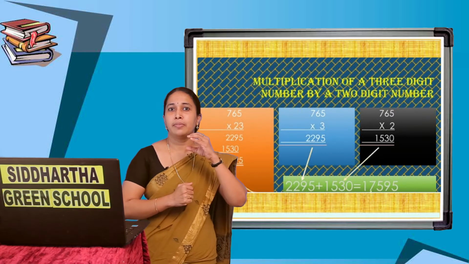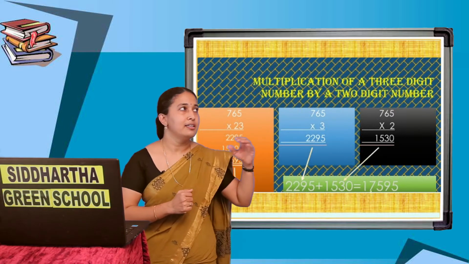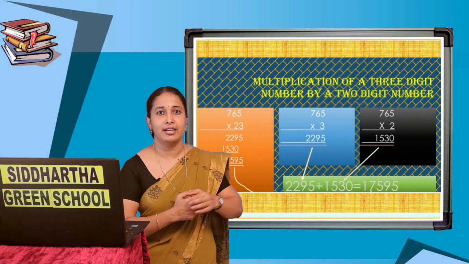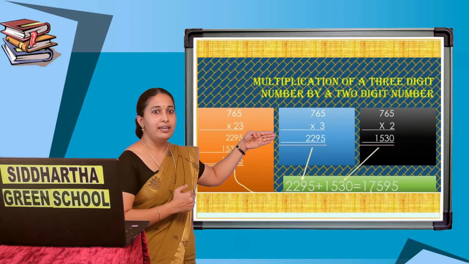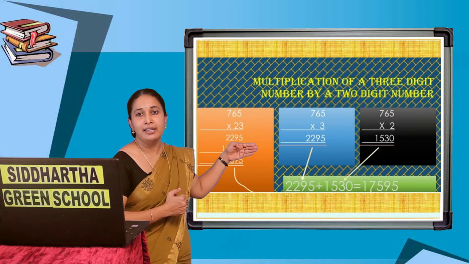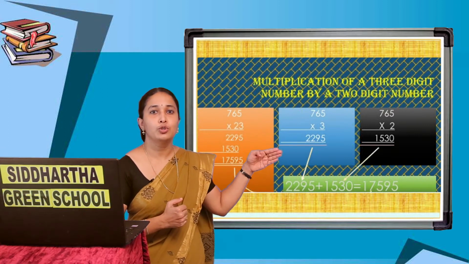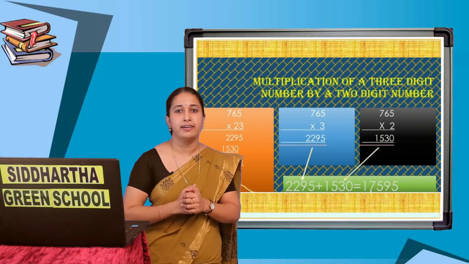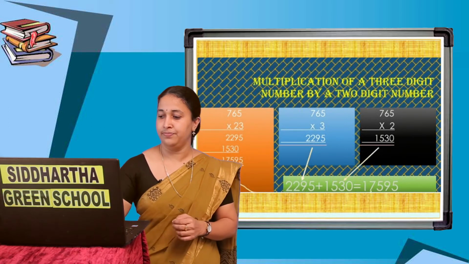So when we multiply a 3-digit number by a 2-digit number, first we have to multiply the number by the ones. Here the number in the ones place is 3. So you have to multiply 765 by 3, and after that we have to multiply 765 by 2. Then we get the final answer, that is 17,595.